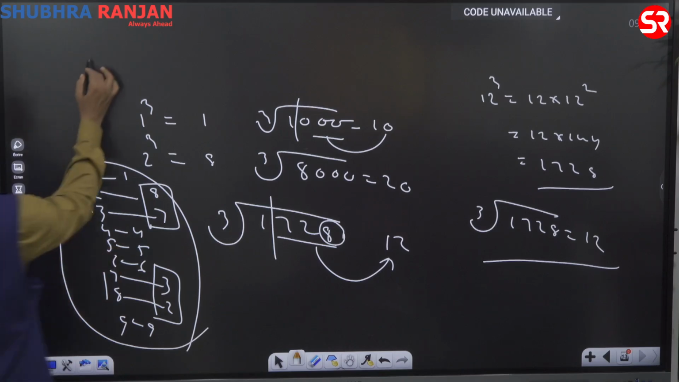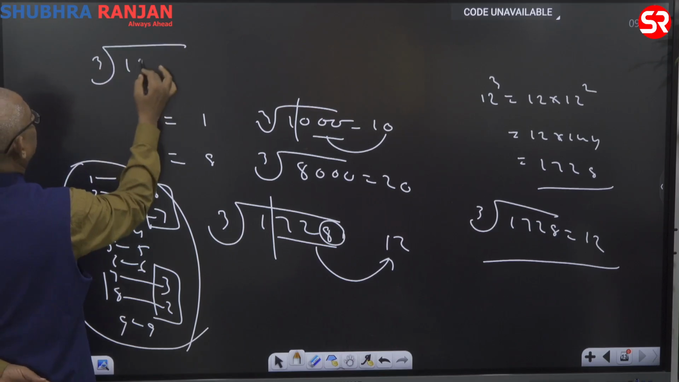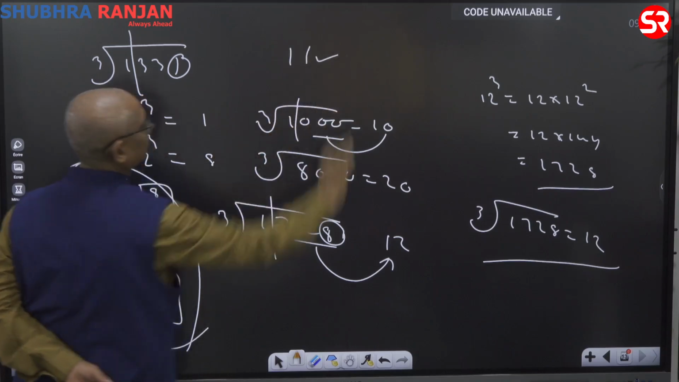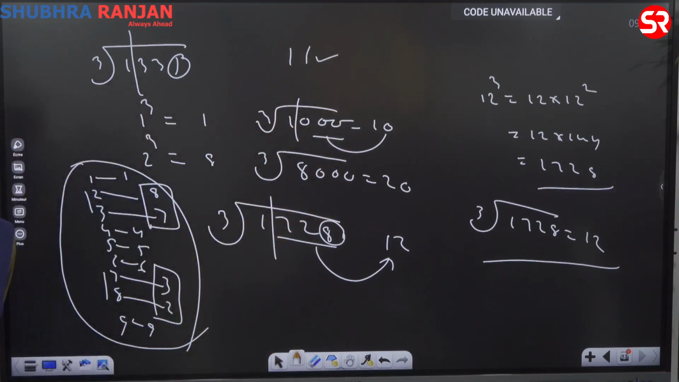So if somebody asks you the cube root of 1331, cut it, same number, 1, so 11 is the answer. Okay, got it? Any doubts? It's very easy. Cube roots are very easy. You can ask any number, 4 digits, 5 digits, 6 digits, no problem.